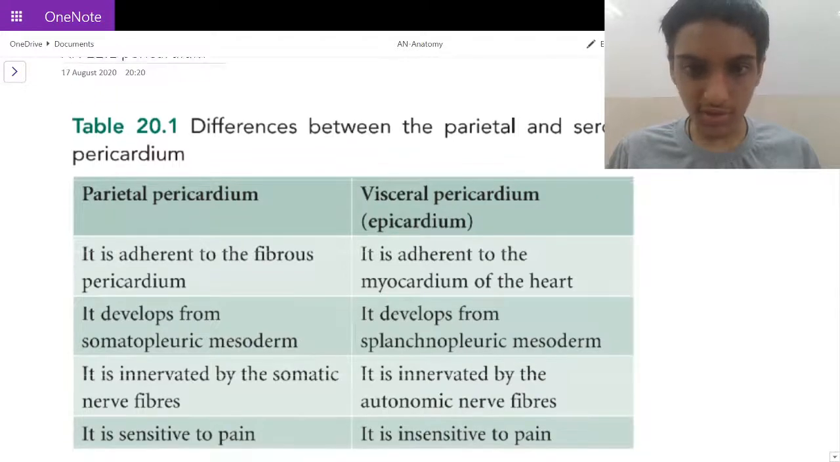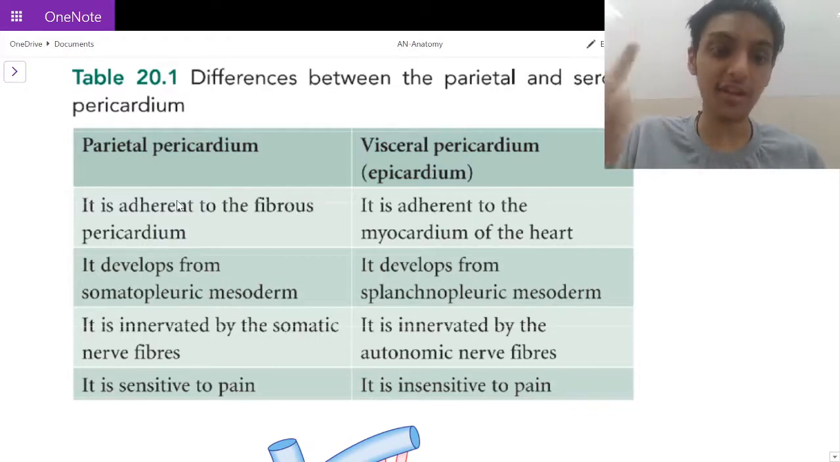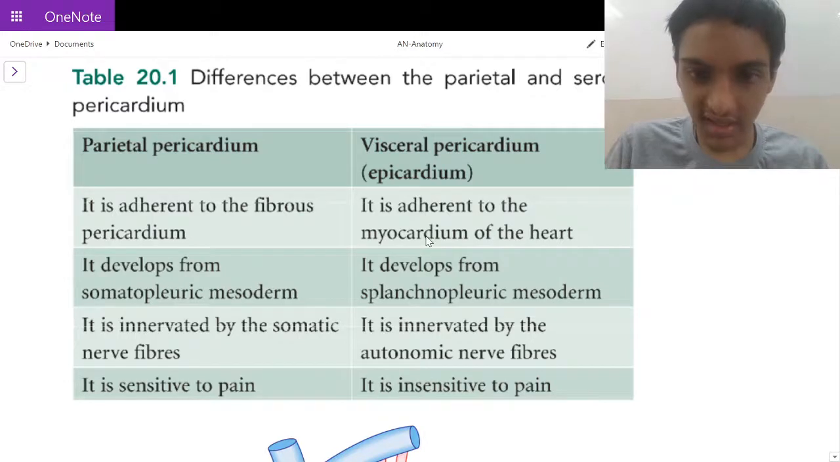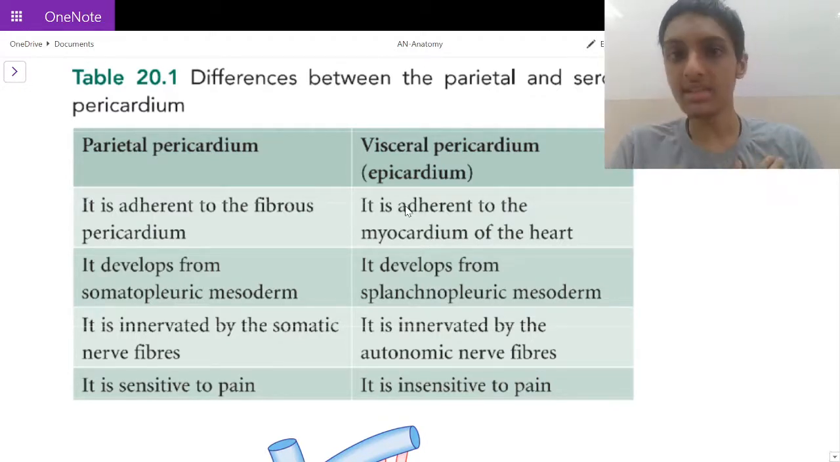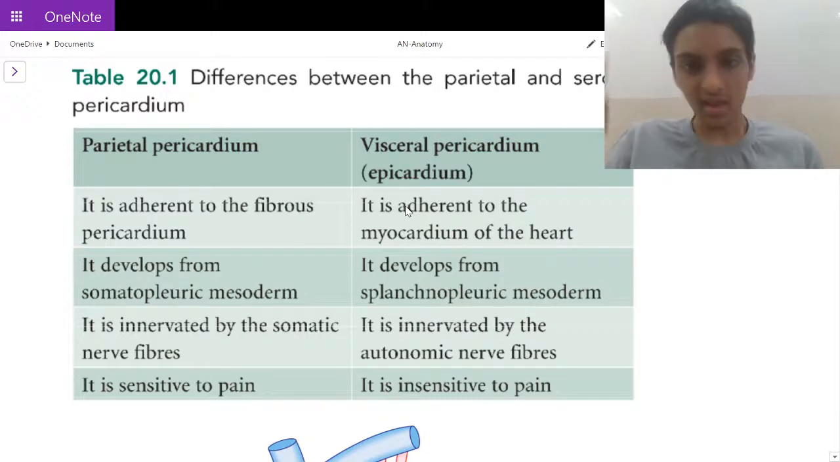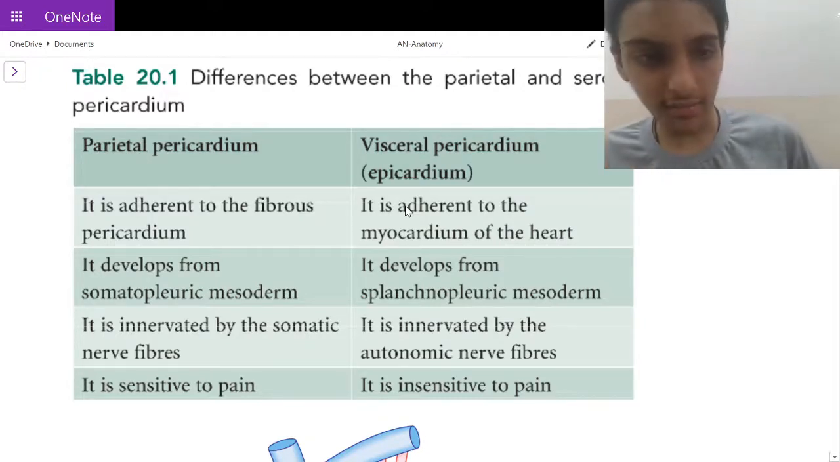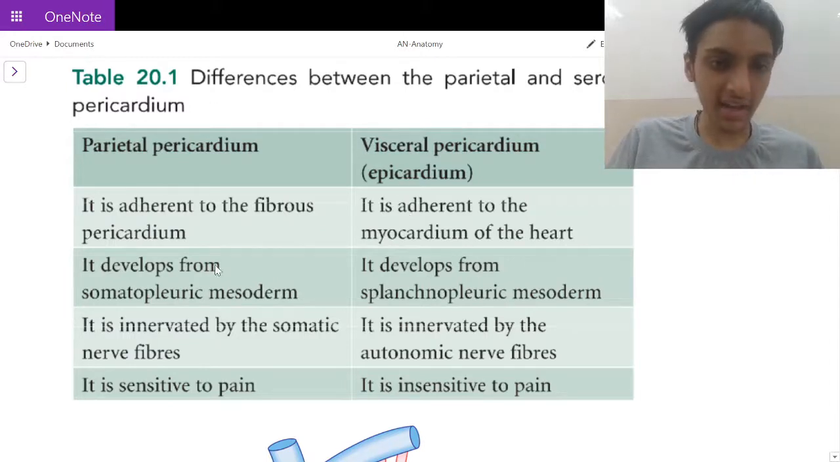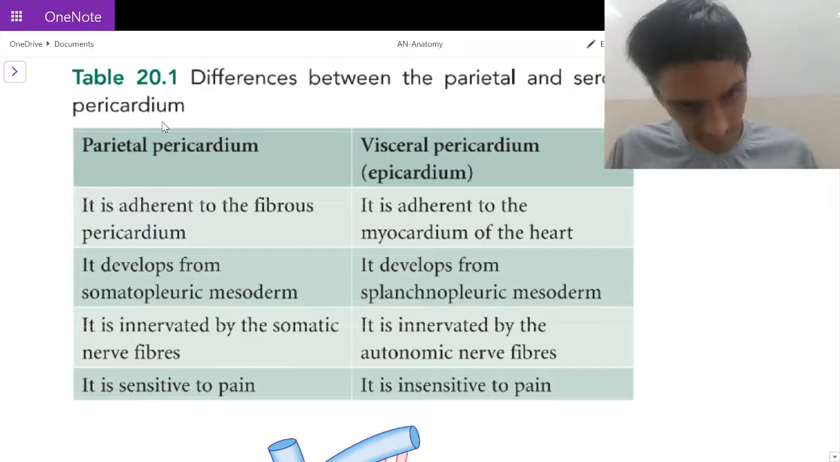Coming to the parietal and serous pericardium, here we can see the differences in the table. Parietal pericardium is adherent to the fibrous pericardium. Here it is the myocardium. Myo is muscle, cardium means heart, so heart muscle. Heart is supplied by coronary artery, so coronary artery will be coming here. And the parietal will be supplied by the internal thoracic artery.